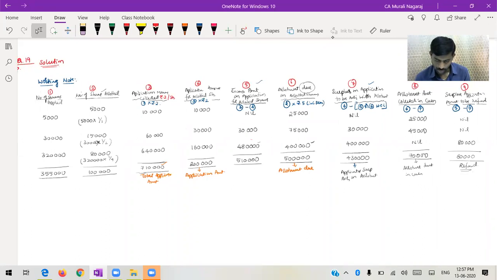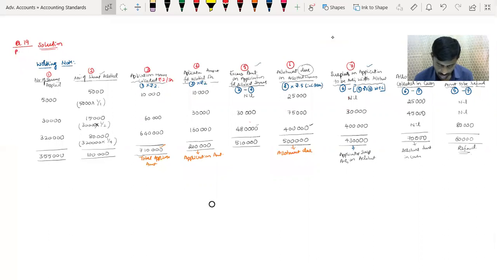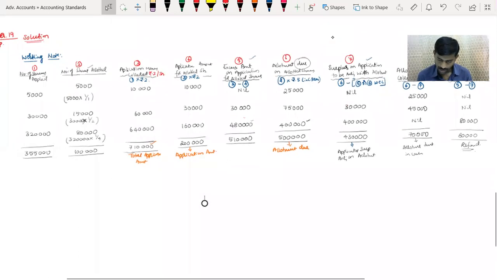Yeah. So, pro rata allotment working. Pro rata allotment working. So now, take your own time and get it done. This is a 9-column table. If it's not visible, I'll increase the size a little.